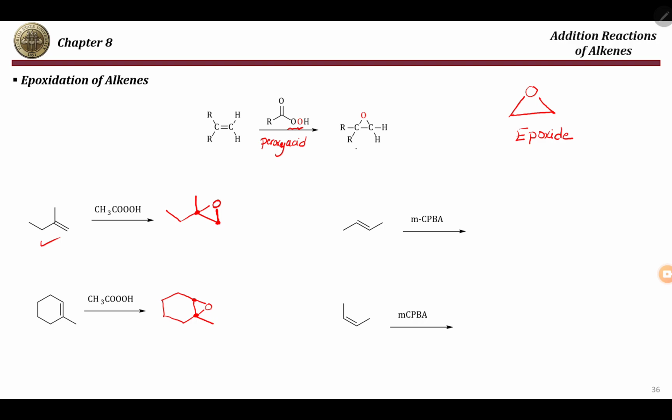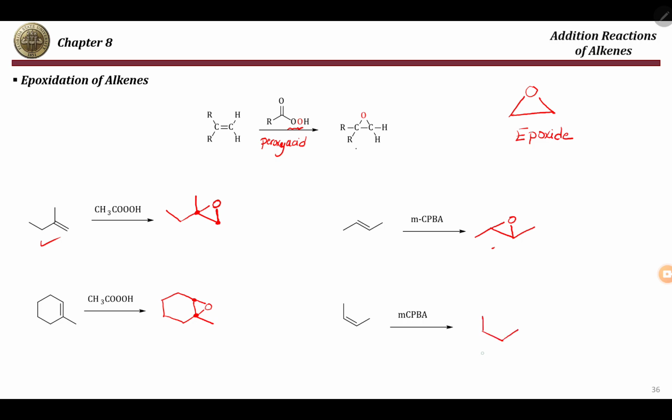MCPBA is also another type of peroxy acid, metachloroperoxybenzoic acid, but again it does the same thing, which is just adding an epoxide. So the oxygen could be from the top side, so I can put an oxygen here or I could put an oxygen here. So this is oxygen again added to those two carbons. This is the epoxide.